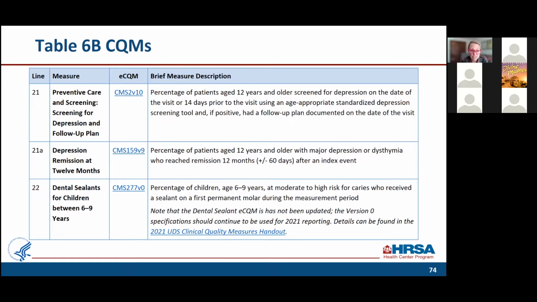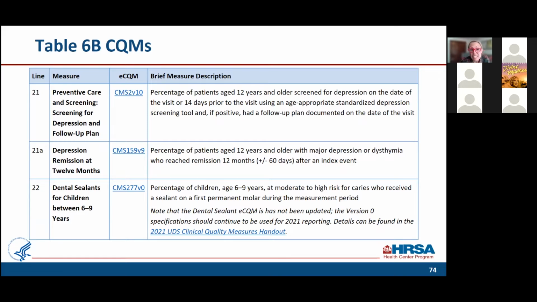So this means that this is looking back quite a ways in your system to identify that index event, which is a visit at which the patient had both a diagnosis of major depression or dysthymia and a PHQ-9 of greater than 9, then determining if that patient with that index event also had a visit in 2021. So those together comprise the denominator. Then looking at that period, that is 10 to 14 months from that index event, to see if the patient had a PHQ-9 of less than 5.